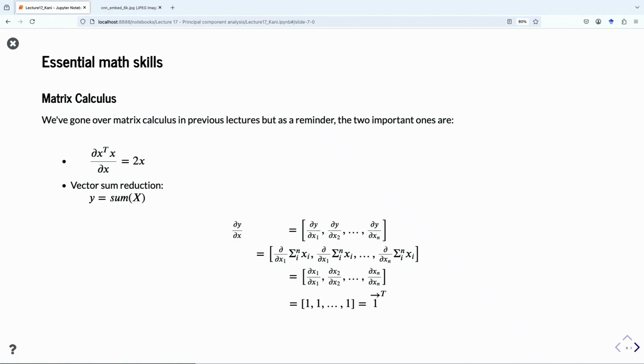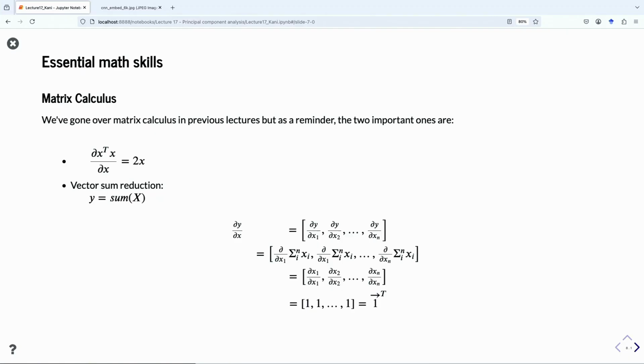First is matrix calculus, which we've covered extensively. The two big ones are the derivative of x transpose x, where x is a vector, is equal to 2x. We've seen that before. And then also the vector sum reduction, which is simply that the derivative of the sum of x is simply equal to 1. This is tangentially related, but not necessarily directly. Directly appears in the derivation, but it does help under certain interpretations.